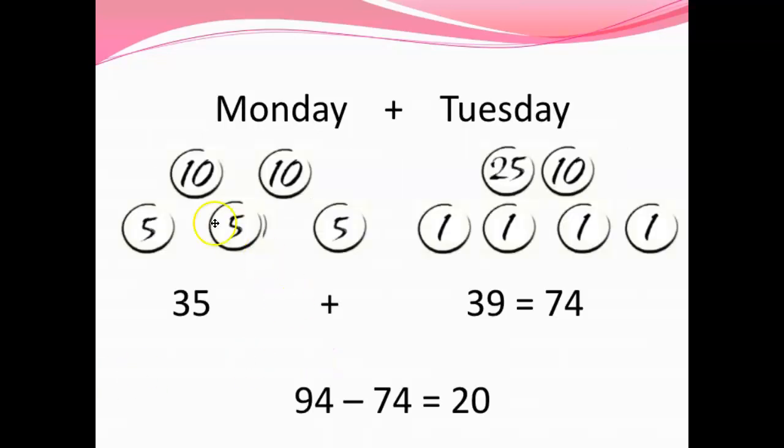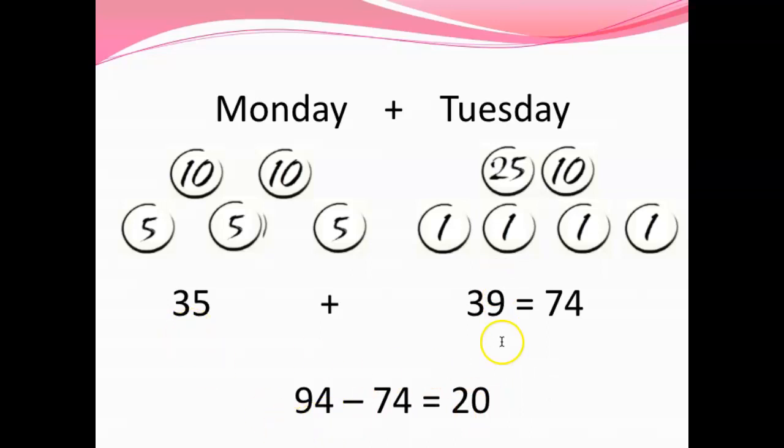Okay, so here we go. I added up Monday, which was 35 cents, and Tuesday, which was 39 cents, and I got a total of 74 cents. Then for my second part, I needed to do 94 minus 74 to see what she has left over, and the total was 20. So this was tricky because this was a 2-part equation. First, we had to find the total amount for both days, and then we had to subtract that from what she had to start with.